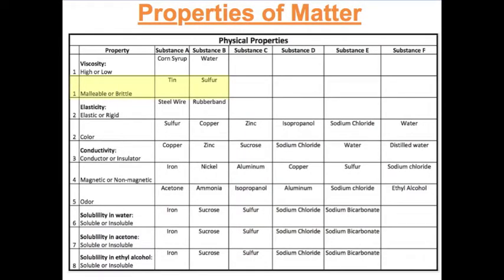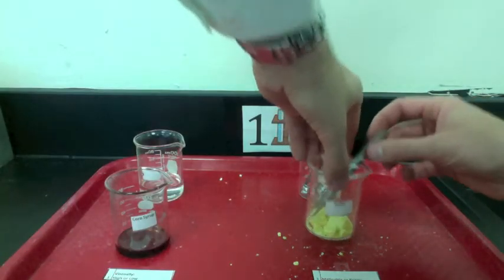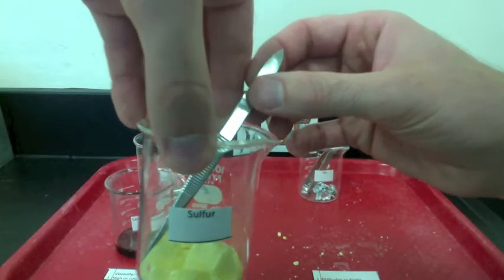Now let's describe the material as either malleable, meaning you can bend it and change its shape, or brittle, meaning it just crumbles. Here we can look at sulfur and tin.